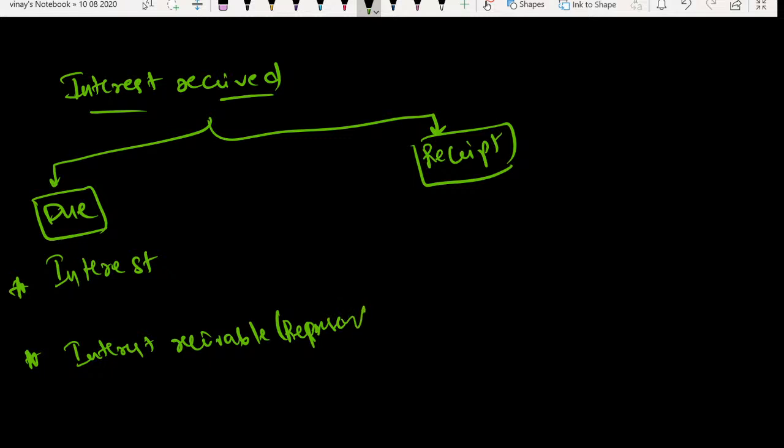Why am I using this? I may be receiving from a lot of people. I may have customers or not customers. I may have a lot of other people who have given me a loan, or I have given money to. If I have given money to hundreds of people, then it's impossible for me to write each and every name. So I will replace them with a name called interest receivable.